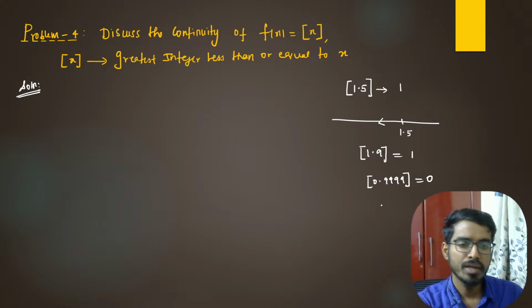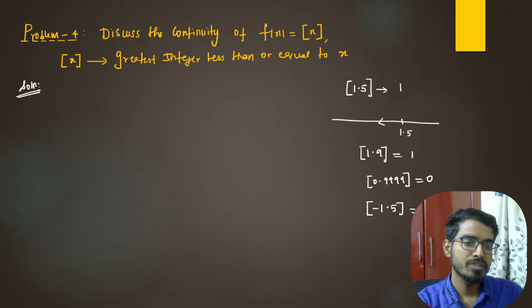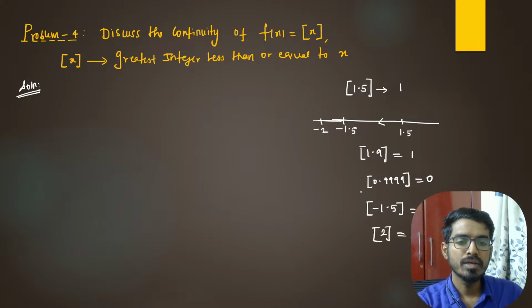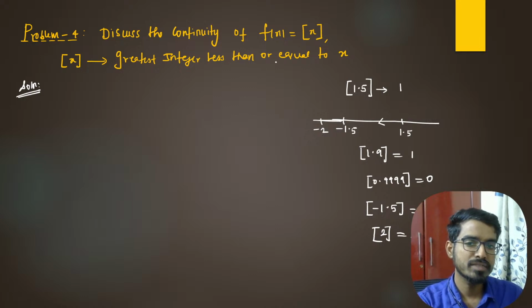It is 0, right? And what is g of minus 1.5? It is minus 2, right? Minus 1.5 is here, and the first integer on the left-hand side is minus 2. And also what is g of 2? g of 2 is 2, because it can be equal to that also. Greatest integer less than or equal to x. So g of any integer is always that integer again, right?